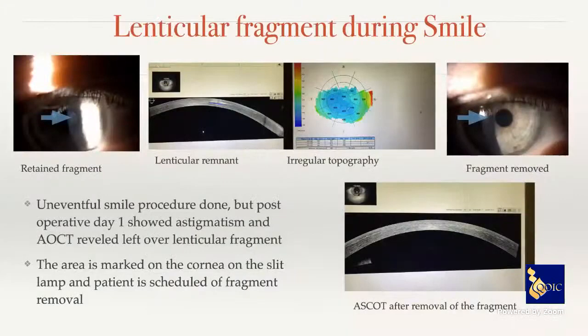This is another complication which happens in SMILE, and this is a patient who had an uneventful SMILE procedure, and on day one, the patient presented with poor vision because an island of lenticule was left, and you can see the anterior OCT, which is showing a lenticule left behind, and there's irregular astigmatism. The best way is to mark the lenticule which has been left on a slit lamp, and then take the patient back to the operating table, use a slit to locate the lenticule, and then you can dissect it out and remove it. If you do that early, the patient gets very good vision back.